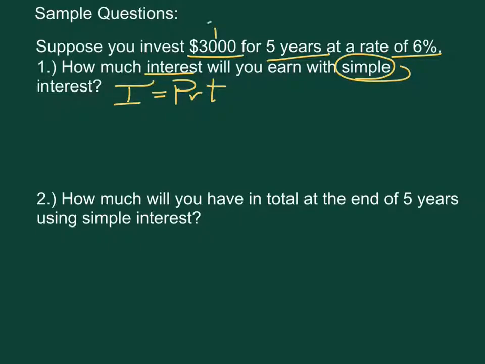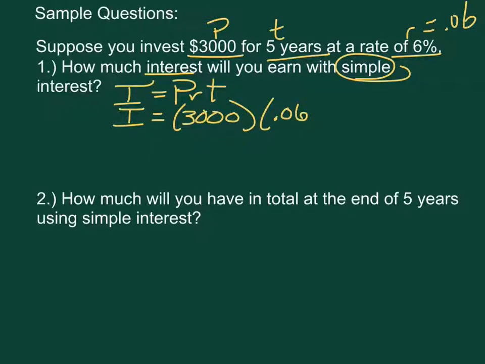I've got to find all the pieces. This is your principal, this is your time, and this is your rate, but we need to make it in decimal form. So let's fill in what we know. We're looking for the interest. We have 3,000 for principal times 0.06 for our rate, and our time is 5 years.